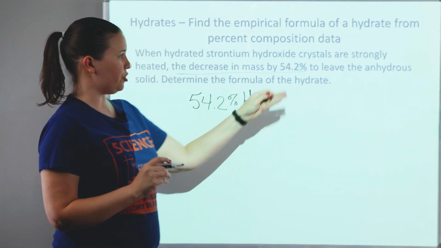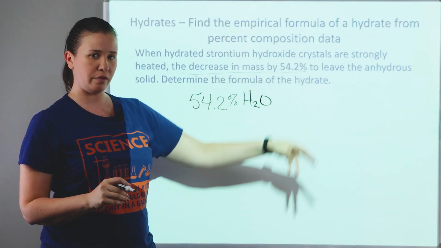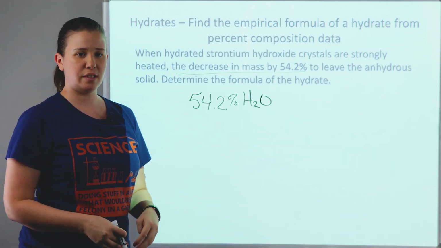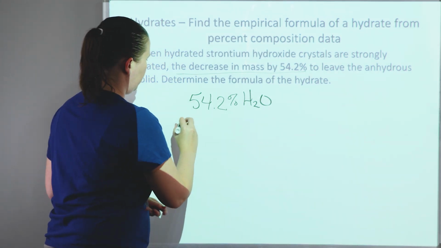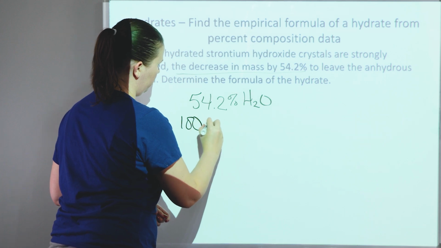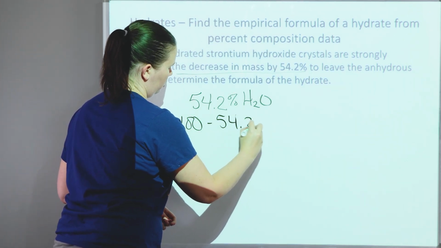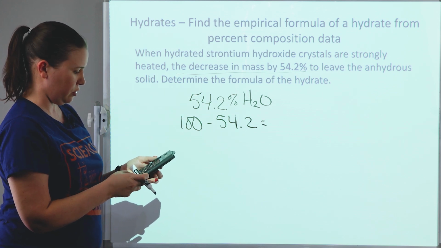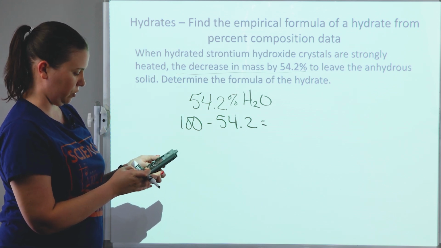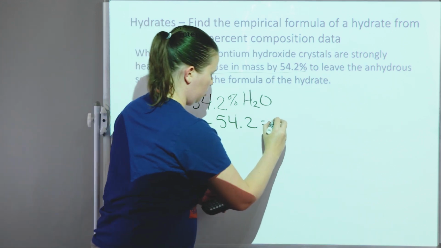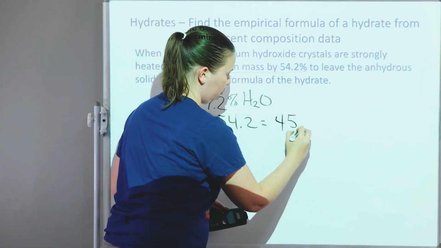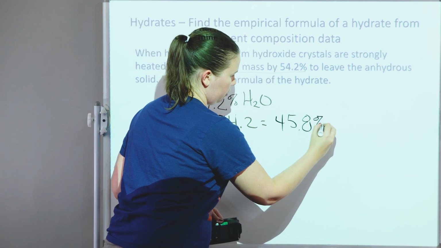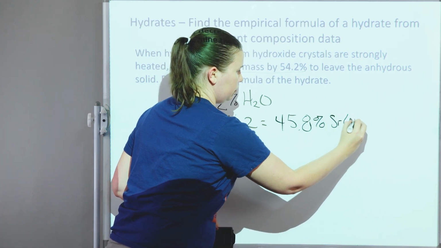So I now can tell I have 54.2% water. And after reaching constant mass, after removing all of that water, what would be left is the anhydrate. So if I find the difference from 100, I can get the percentage of the anhydrate, or in this case, the strontium hydroxide. So 100 minus 54.2 is 45.8% strontium hydroxide.